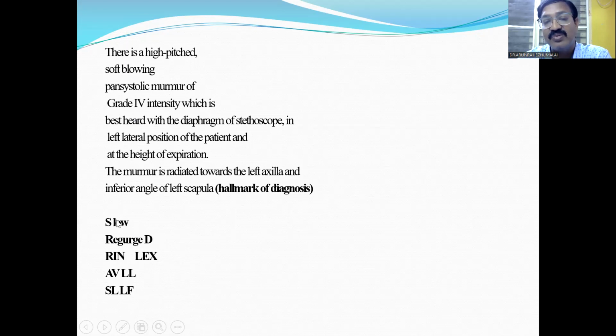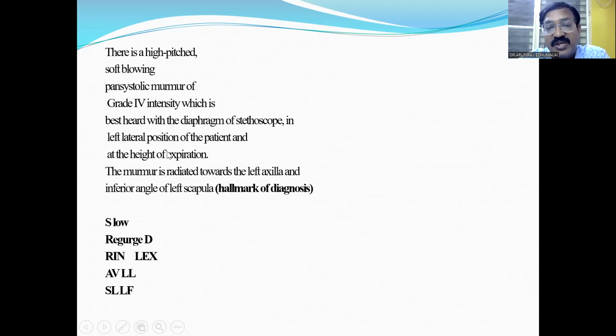These are mnemonics: flow, stenotic, low pitch go with the bell. Regurgitation murmur will mostly be better heard with the diaphragm. So regurgitation, diaphragm. Stenotic murmur, bell. So what happens in mitral stenosis? It is better heard with the bell of the stethoscope.